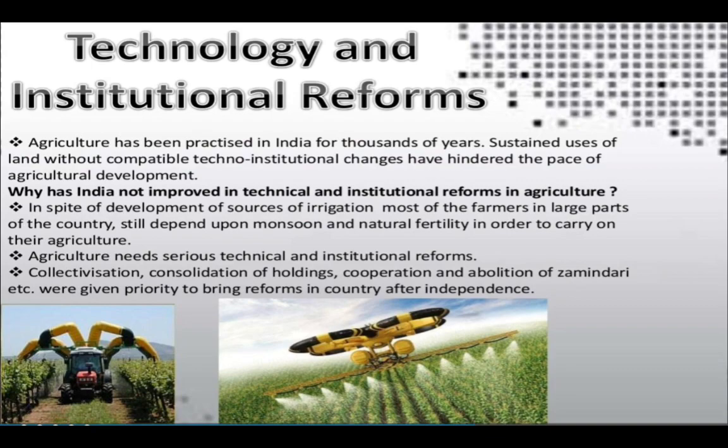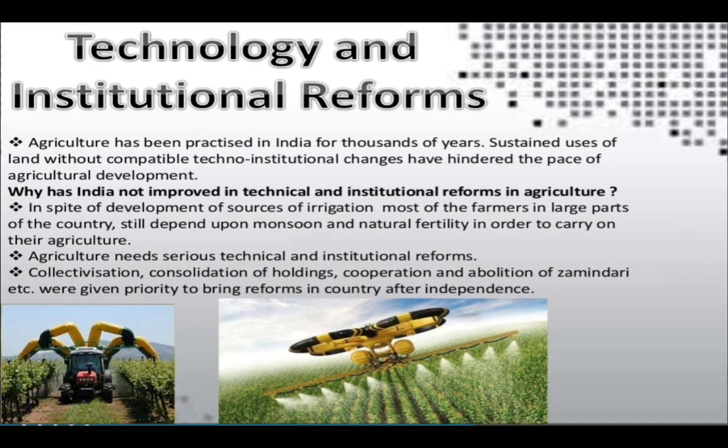So why has India not improved in technical and institutional reforms in agriculture? This is an important question. In spite of development of sources of irrigation, most of the farmers in large parts of the country still depend upon monsoon and natural fertility to carry on their agriculture. So this is the first point: even if irrigation is already developed, because of the poverty of the farmers, they still depend on the monsoon season. So poverty is the first reason.